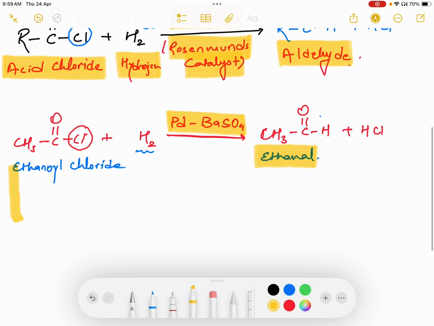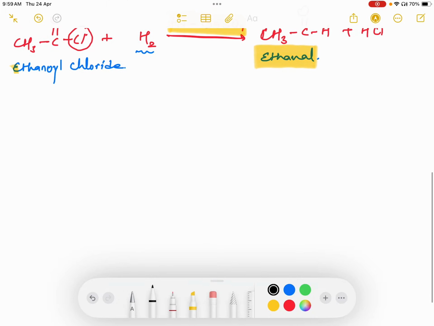Next we have the ozonolysis reaction, one of the very important ways of preparation of aldehyde and ketone. Next we have ozonolysis of alkene.